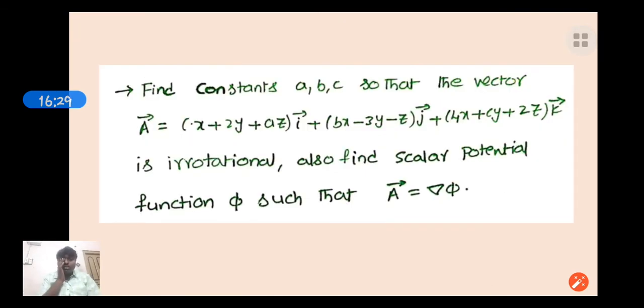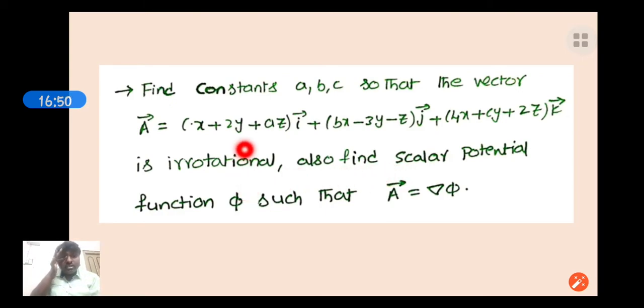This is another example. Find the constants a, b, c, so that the vector point function a bar is equal to x plus 2y plus az i bar plus bx minus 3y minus z j bar plus 4x plus cy plus 2z k bar is irrotational.